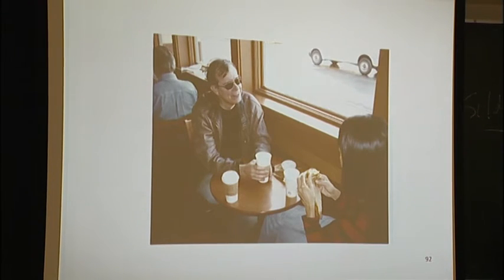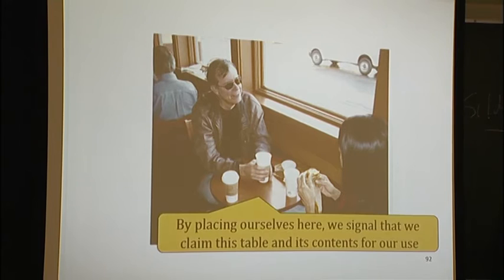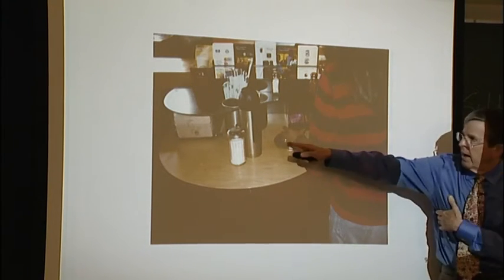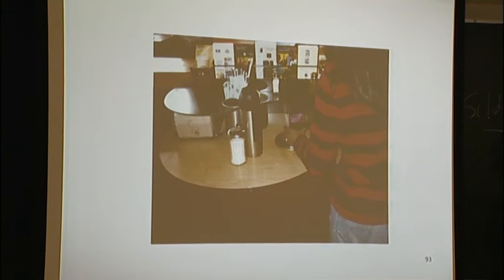They're at this table, and by that they're saying, we're placing ourselves here. We signal that we claim this table and its contents for our use for the time being, as long as we're sitting here. And she, good old Jay, puts a cup in the garbage.